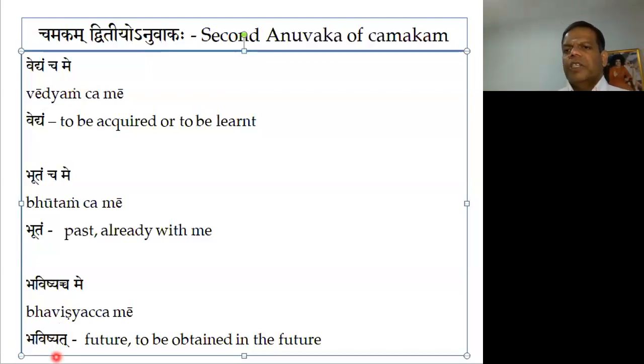Bhavishyat means future. Bhuta is past, Bhavishyat is future. The past and future always cause problems. Future is always worry, fear that something can happen; something has happened, we worry about it. Past and future always affect us, so we are asking the Lord, let those be beneficial so that we don't have to think about them. Let the future be also beneficial. So that is the meaning of bhutam chame bhavishyat chame.